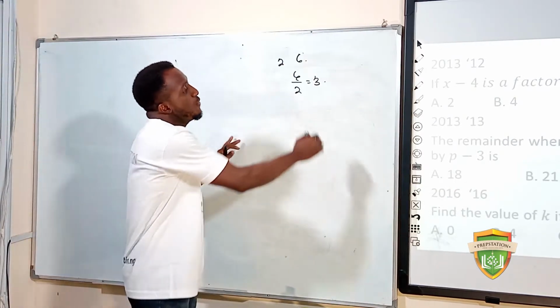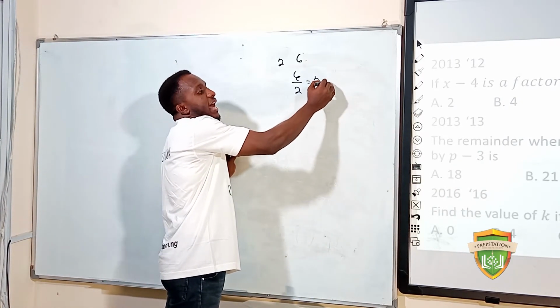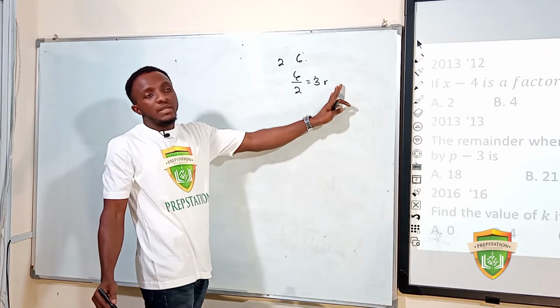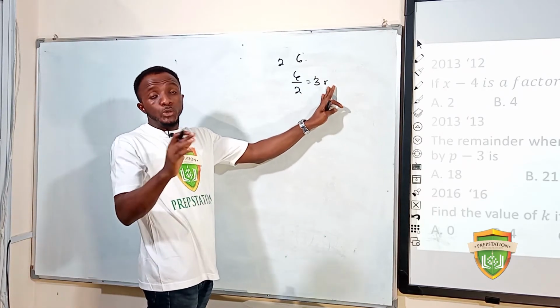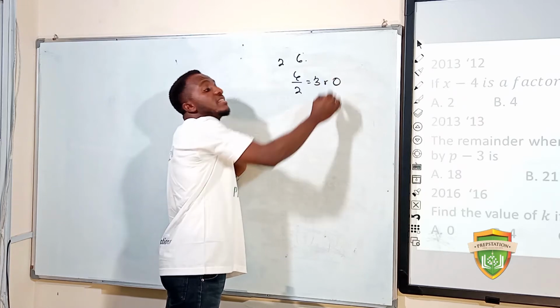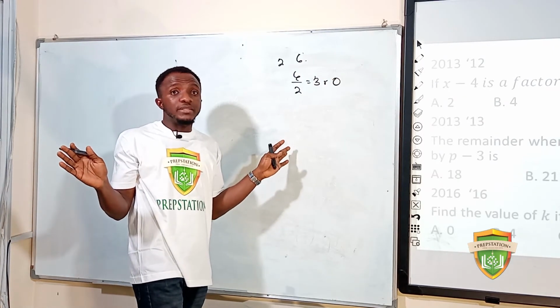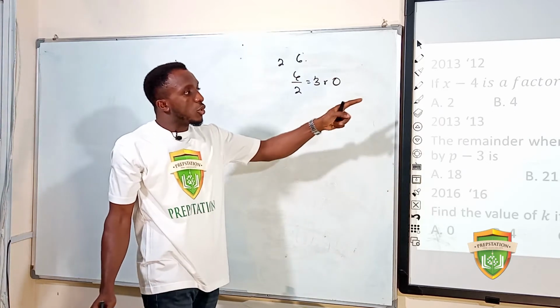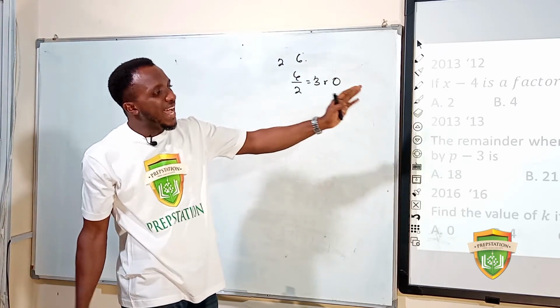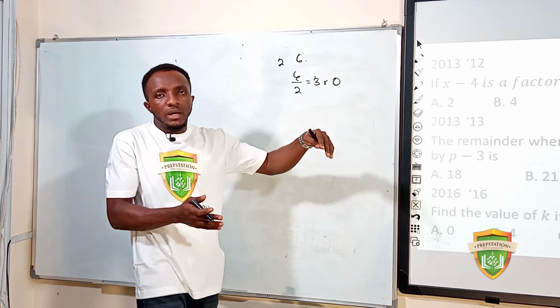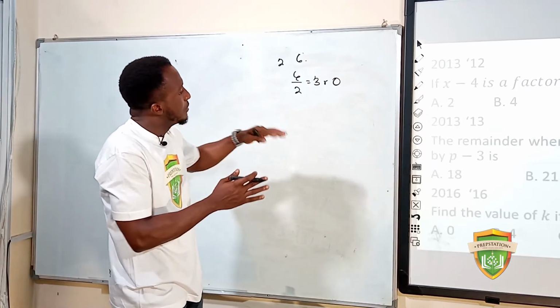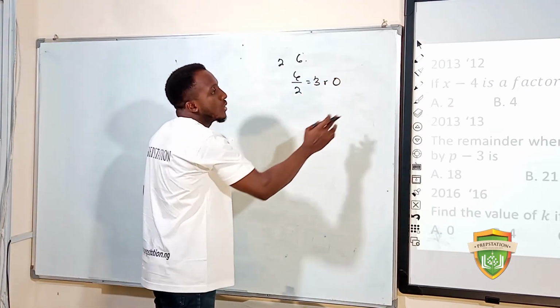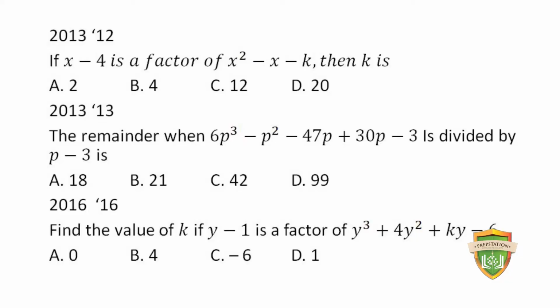Now, if we say that there is no remainder and we decide to put a number to it, no remainder implies that the remainder is 0. That's what it means by no remainder. Now let me teach you how to solve a question like this, because you come across questions like this. I had to pick a few of them so that I can explain them. You'll understand as we go along. Now if x minus 4 is a factor of this, then k is what?